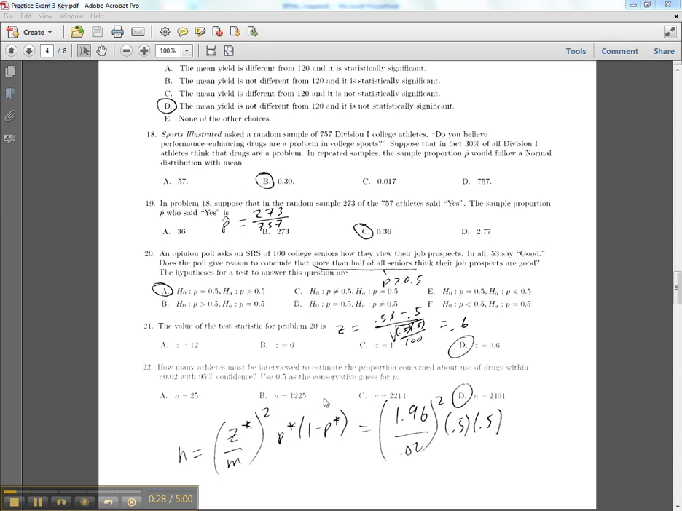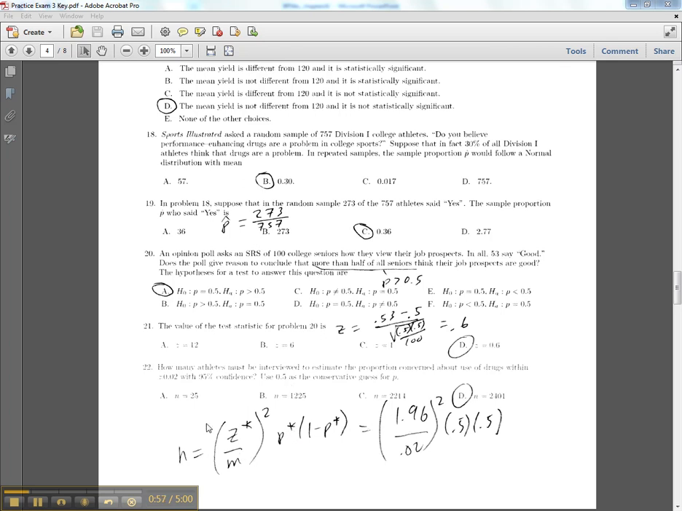But the formula to solve for the size of n that you need is n is equal to z star divided by margin of error, all of this squared, times the p star times 1 minus p star. And we are advised to use 0.5 as the conservative guess for p, so that p star value is 0.5. So let's identify all the information that we have.